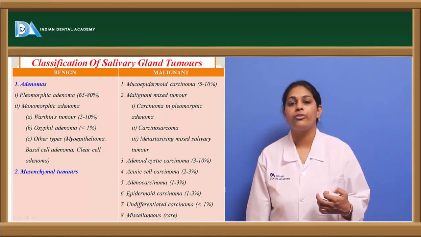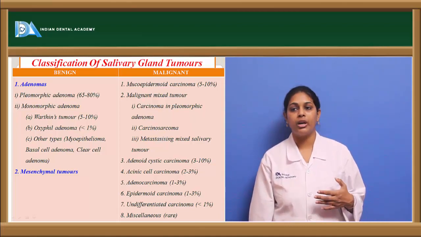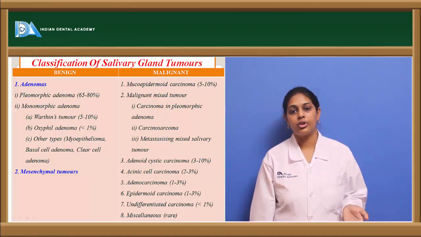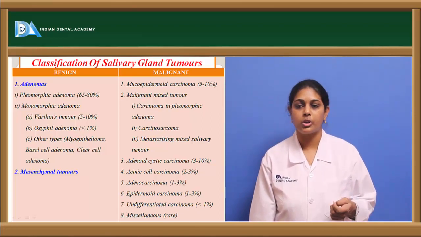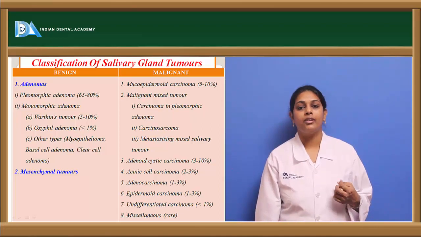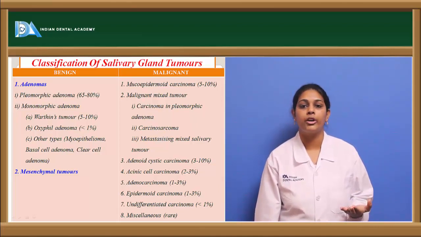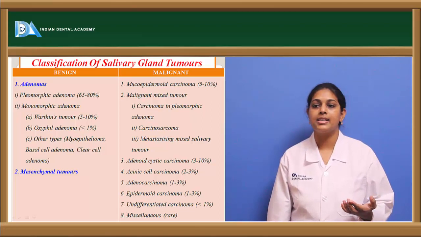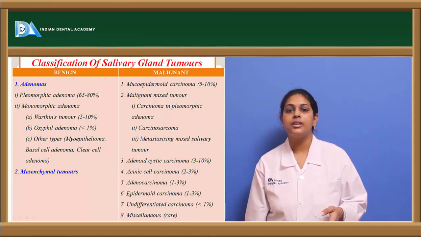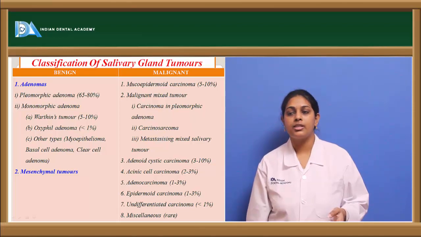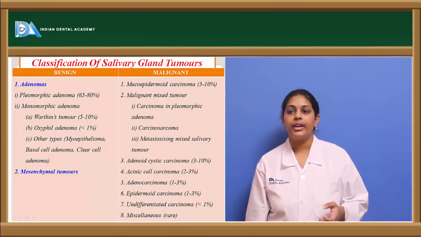Then comes monomorphic adenoma. Under monomorphic adenoma, the other tumors are Warthin's tumor, oxyphil adenoma, also known as oncocytoma, myoepithelioma, basal cell adenoma, and clear cell adenoma. Coming to the malignant tumors, the most common is mucoepidermoid carcinoma. Then come the malignant mixed tumors, which include carcinoma ex pleomorphic adenoma.